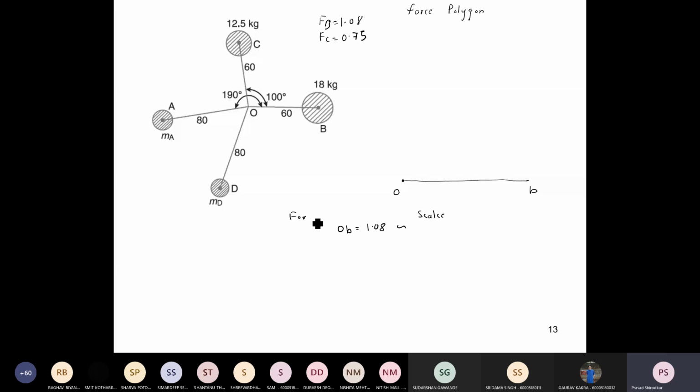So force FB, vector is OB. Choose some suitable scale, say OB is equal to 5 centimeters, something like that. It's up to you, whatever scale is convenient to you, you choose that. So your screen is not visible properly. Okay, just a minute.